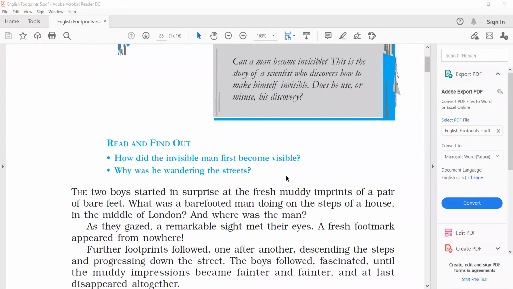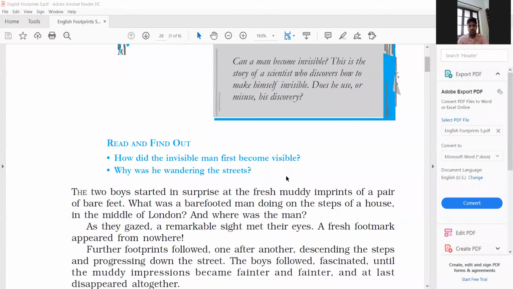So now the two boys were there behind Griffin. They're very surprised to see fresh footprints, and they're very surprised they're here in the middle of London. Who is this man in this cold weather who's walking barefoot? And now where the footprints are visible, where is the man? That man has become invisible. That man is the scientist, Griffin.